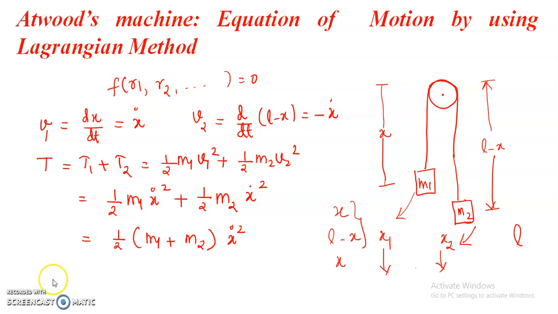Next, we have to find the potential energy of the system. Here we are going to measure the potential energy with reference to the pulley. That is, this is the reference point, the zero level, and this displacement x is negative in this case. So the total potential energy V equals potential energy of mass m1 plus potential energy of mass m2. Potential energy is mgh. Here the height h is taken to be minus x. So the potential energy of m1 is minus m1 gx, and for the second mass the height is L minus x. So the potential energy is minus m1 gx minus m2 g into L minus x.